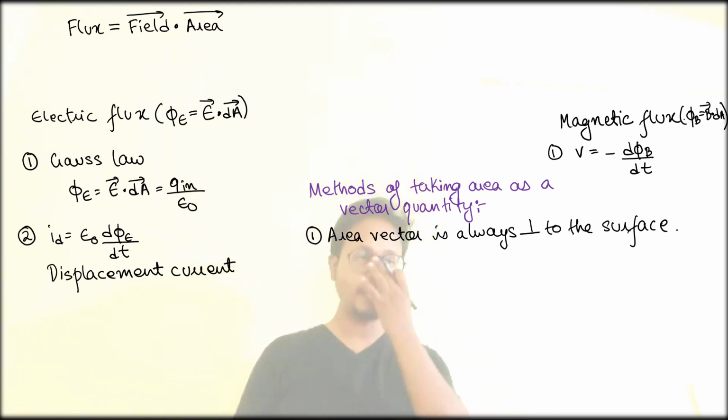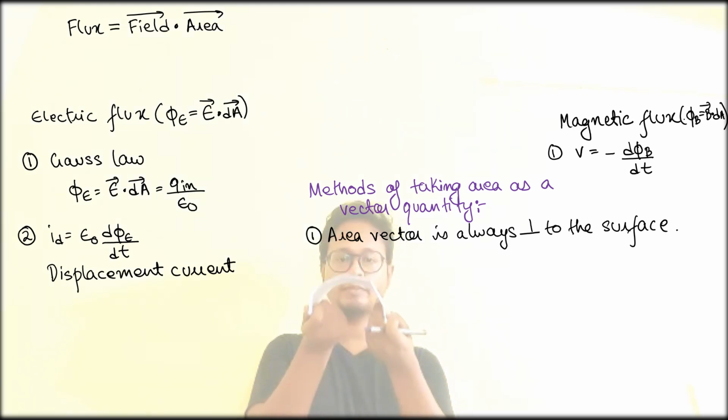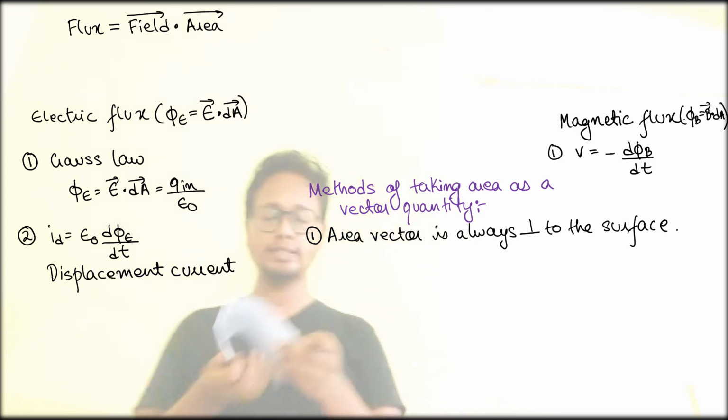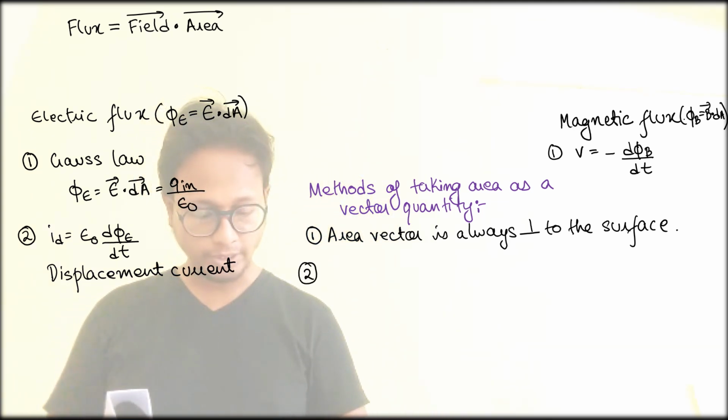Now the second type of question is, if there is a curved surface. Okay, suppose there is a curved surface. How do I take the area vector out here? So for a curved surface, what do we do? Suppose this was a curved surface.